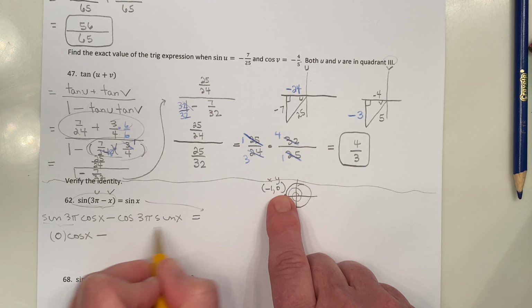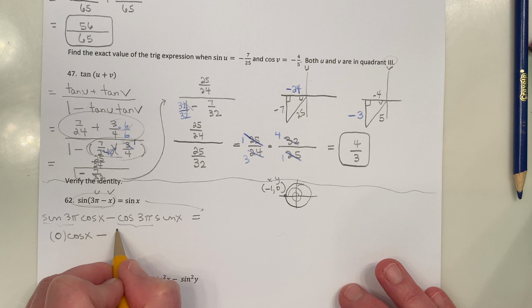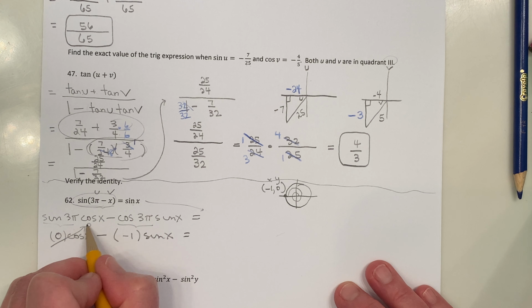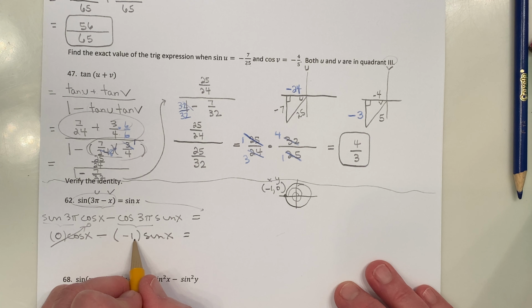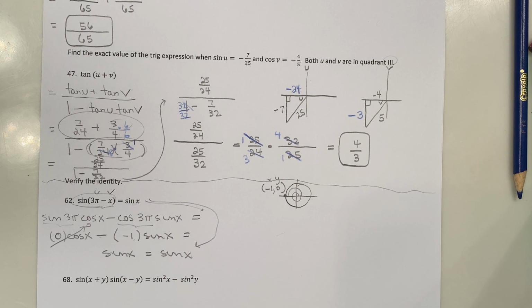But over here, minus. What's the cosine at 3 pi? Well, that's going to be -1. So I'll have -1 here. And sine x I can't simplify. So this whole term goes to 0, then I have a negative of a negative, which is positive, resulting in sine x. So I ended up proving or verifying that identity by using the difference formula for sine.